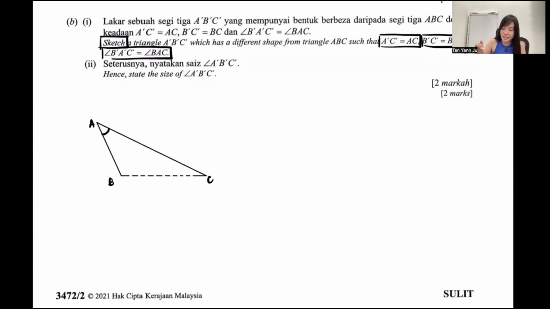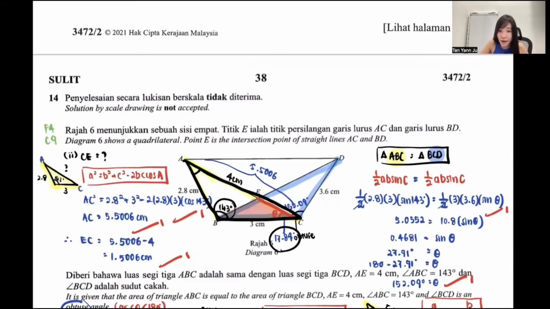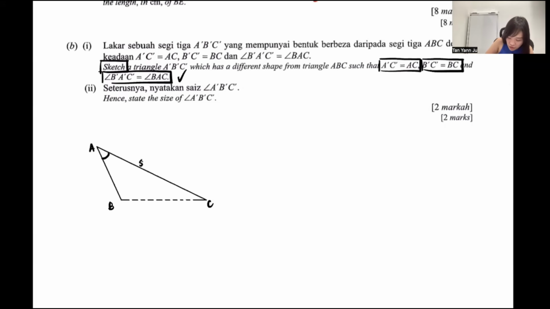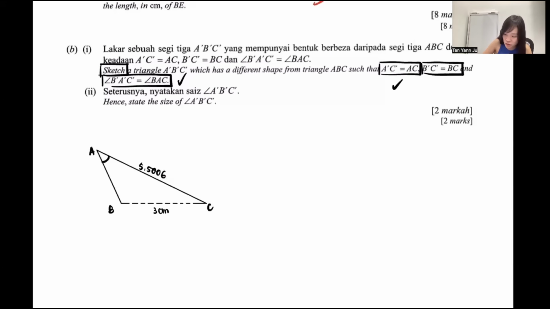So continue reading. Next they say, this one already done. This one already done. So next one, AC must be the same. So guys, A to C is 5.5006. So this one must stick with 5.5006 here. Done. Next one, BC length also needs to be the same. So B to C length is what? 3 cm. Okay, here also needs to be 3 cm.